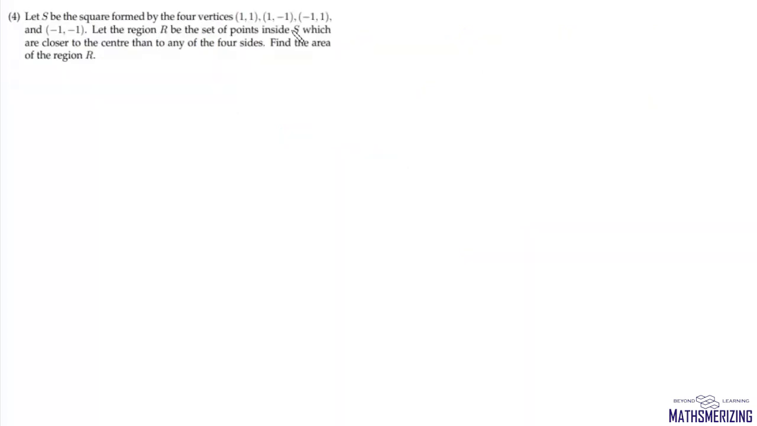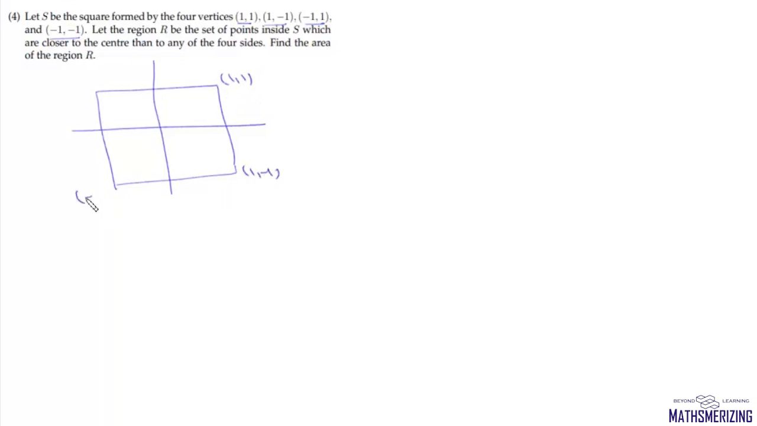Now in question number 4, we are given a square whose vertices are (1, 1), (1, minus 1), (minus 1, 1) and (minus 1, minus 1). So we'll draw this square. So this is 1 comma 1, this is 1 comma minus 1, minus 1 minus 1, and this is minus 1 comma 1. Now we need to find this region R, which is the set of points inside S which are closer to center than to any of the 4 sides. So we have any point, say P, (x, y). So distance from center, which is PC, must be less than distance from any of the sides.